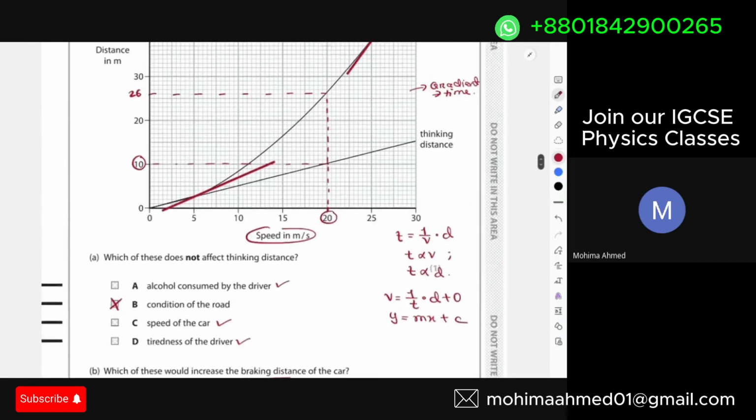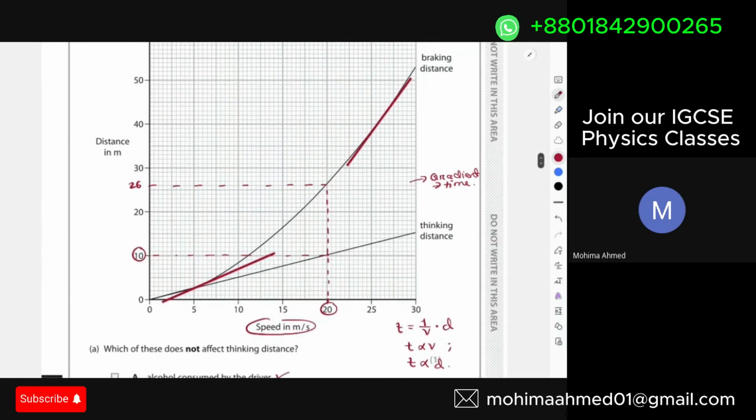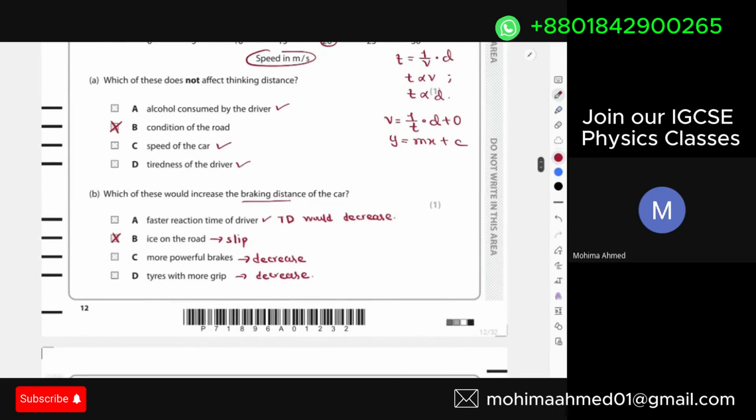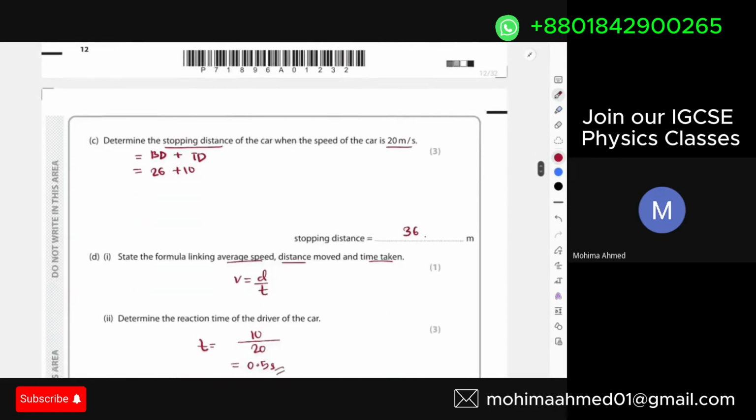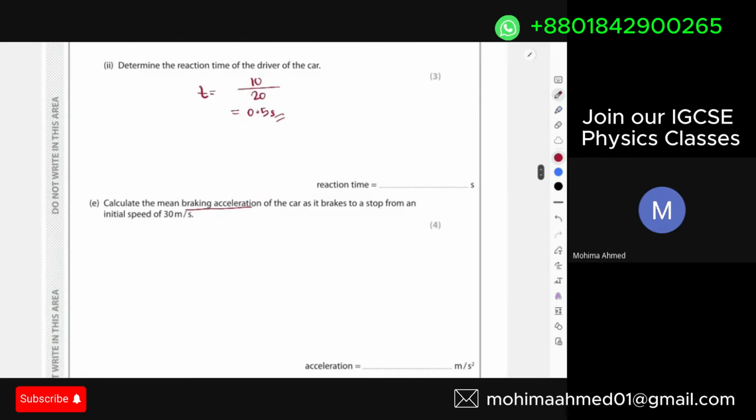Right, and 30 meters per second means that they're talking about this one. From the graph, you can identify what time it was given for this 30-meter distance travel, which is approximately 23, right? 23 meters per second. So you got the velocity, and state the mean calculated acceleration of the car as it brakes to stop from an initial speed of 30 meters per second.